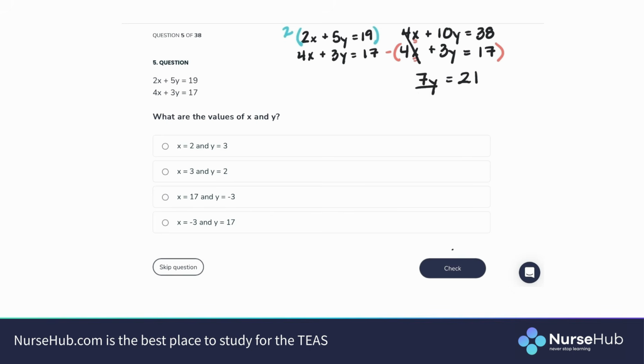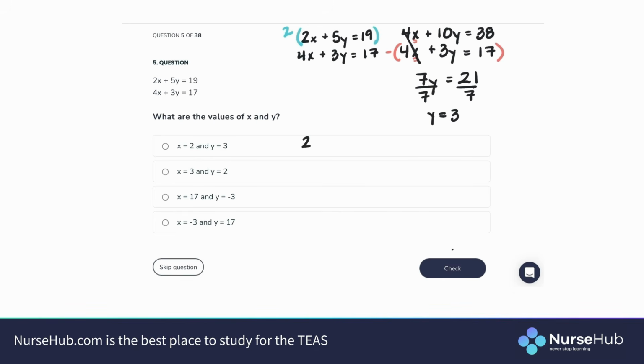I can just solve for y. Divide by 7, y equals 3. Now, that might help with some of the choices, but say you had multiple options, you have y equals 3, you just put it back into the problem. You can choose whichever one you want.